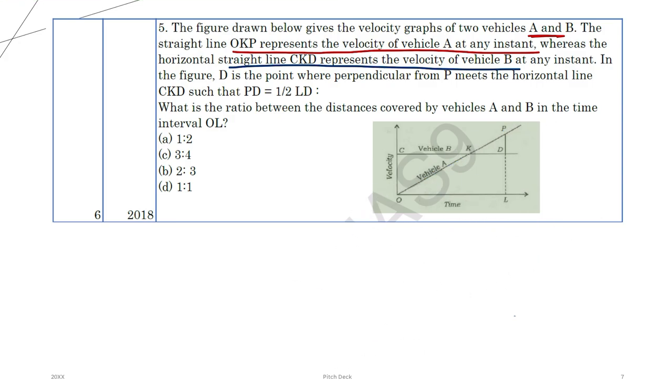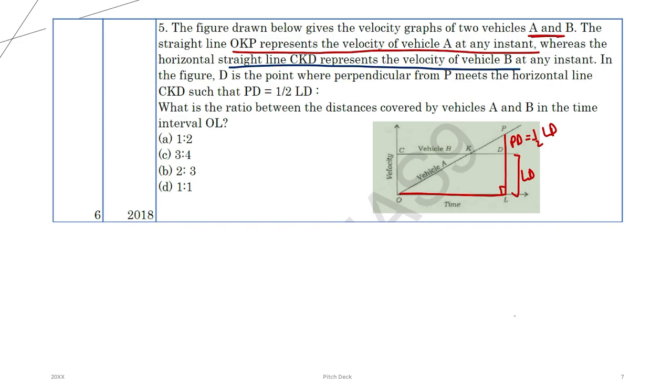Now moving on. In the figure, D is the point. They're telling you that this is a 90-degree line where PD is half of LD. This small part PD is half of LD. What is LD? This part is LD. What is the ratio between the distance covered by vehicle A in the time interval OL? So they are asking you what is the distance covered by A and the distance covered by B. You have to find the ratio.